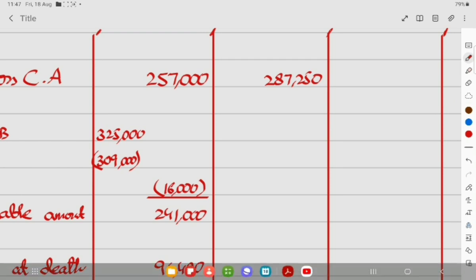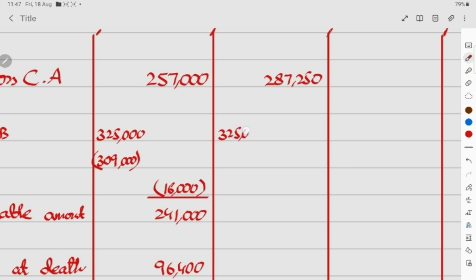The total nil rate band is 3,25,000, but how much has been utilized? You have to mention it carefully. 3,09,000 in the previous 7 years from the chargeable lifetime transfer, and the gross chargeable amount of the potential exempt transfer that now becomes chargeable and utilizes the nil rate band. Remember again, you don't have to consider the actual amount of nil rate band utilized; you have to consider the gross chargeable amount. So 2,57,000 plus 3,09,000 becomes 5,66,000. So 5,66,000 of nil rate band has already been utilized.